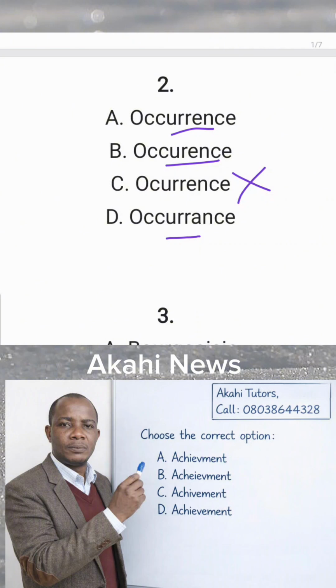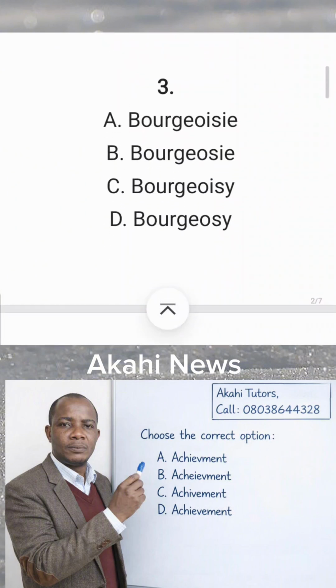Occurrence also has double R. So this is wrong. So what is the difference between option A and D? Occurrence has E after R, so not occurrence. Occurrence has double C, double R. So A is correct. Let's go to number 3.